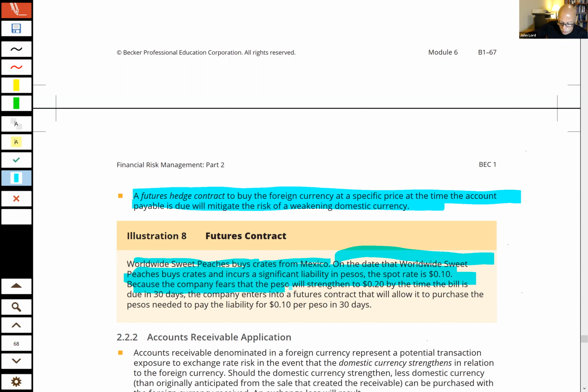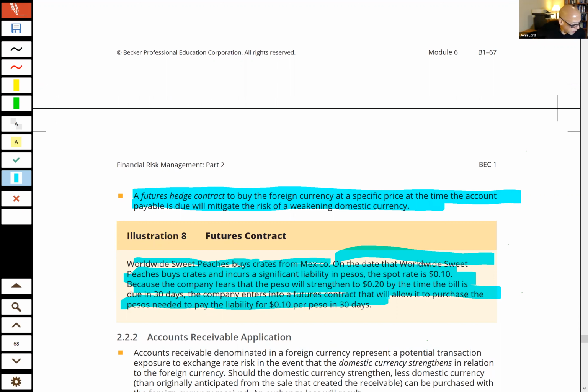The company enters into a future contract that will allow it to purchase the pesos needed to pay the liability for 10 pesos in 30 days. So they're going to have a future contract that locks in that 10. So again, the takeaway here is how do we mitigate the transaction exposure for an account payable? We could use a futures contract for that.